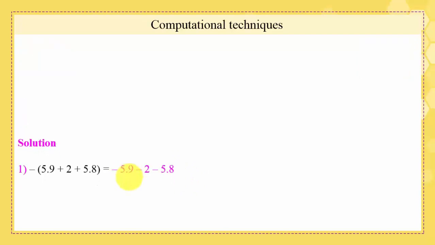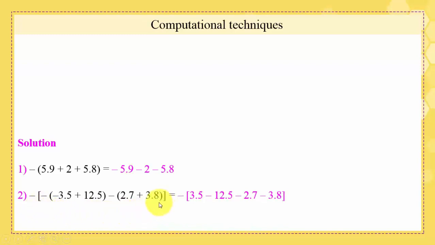Solution. Look here, the parenthesis is preceded by minus, so we change all the signs as here. This bracket has a parenthesis inside it, so we start with the parentheses. They are preceded by minuses, so we change all the signs as here. Minus 3.5, plus 3.5, etc. Then this bracket is preceded by minus. Also, we will change all the signs. Then we change all the signs of the numbers.